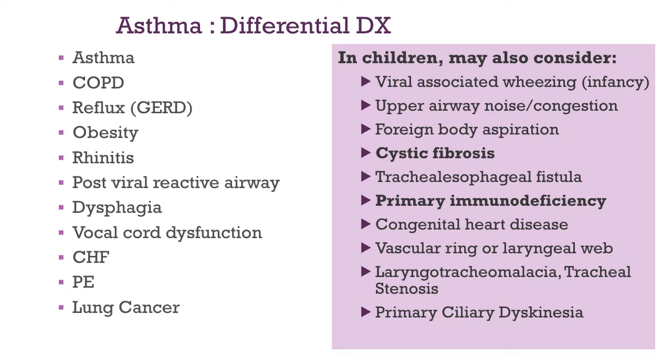With children, you may want to consider other potential diagnoses. Viral wheezing in infancy, upper airway congestion (pinch the nose as you listen to the lungs and make sure it's just not upper airway), a foreign body aspiration, undiagnosed cystic fibrosis, a fistula between the trachea and the esophagus, a heart disease that has been overlooked, etc.